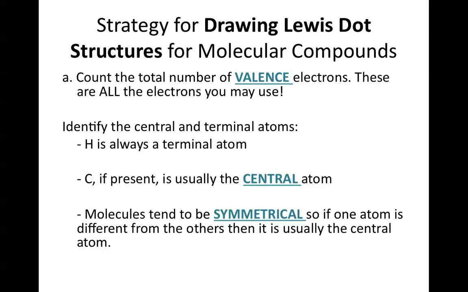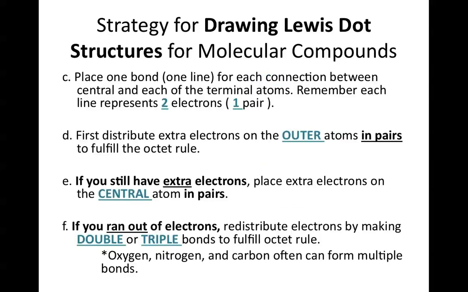Now, I'm not going to go through these slides because you're going to hear me go over them as I do the examples, but you do need to fill in the blanks here, such as counting the total number of valence electrons, picking out my central versus terminal atoms, using lines initially between the central and terminal atoms, distributing electrons on the outermost atoms first, then depending from that point on, if I have extra electrons or if I've run out of electrons, going ahead with those steps.